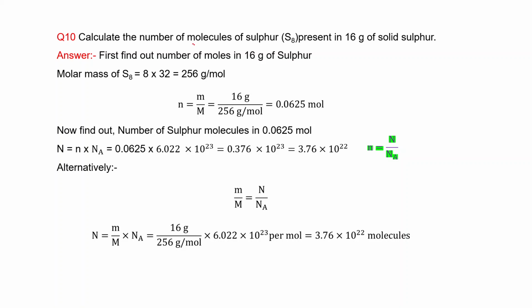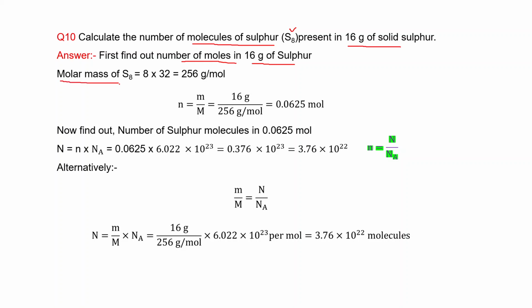Calculate the number of molecules of sulfur, that is S8, present in 16 gram of solid sulfur. First, find out the moles in 16 gram of sulfur. How many moles of sulfur are present in 16 gram of sulfur? And for this we have to know the molar mass of S8.